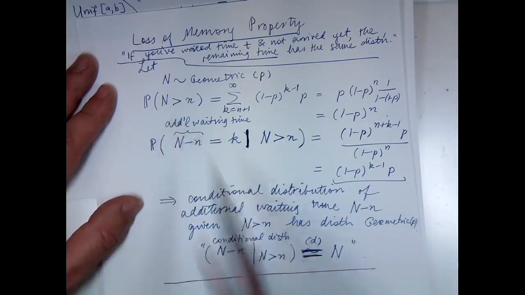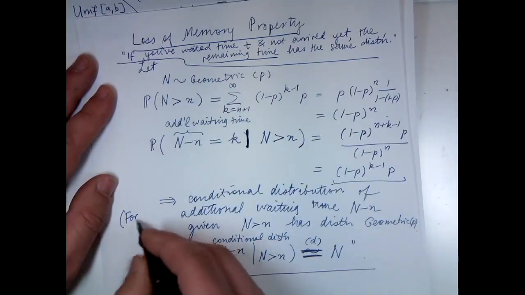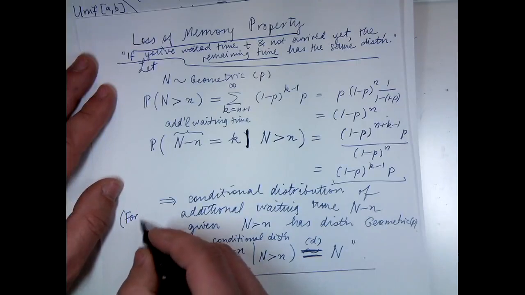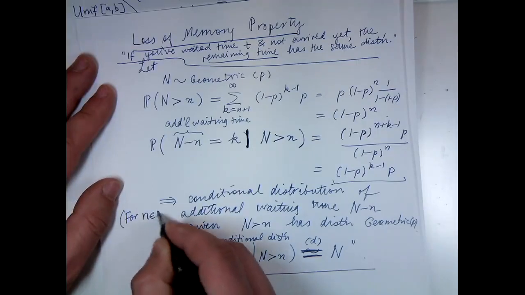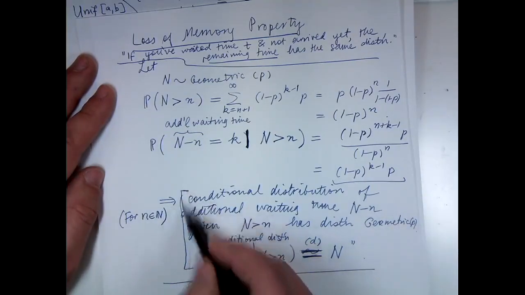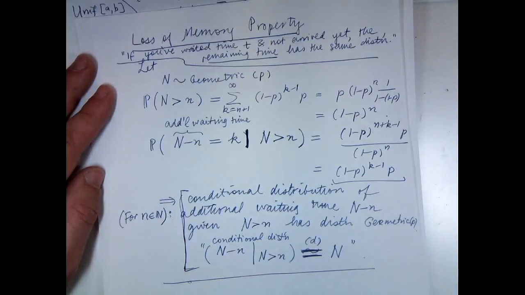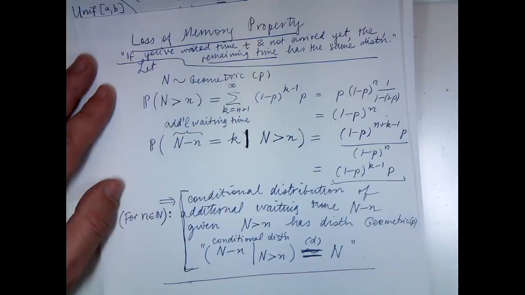The key fact about that, if you're thinking about what exactly this means, is that this is true for any natural number. This statement is true if you've waited 10 turns. It's not true if I've waited 10 and a half turns, because the extra time after 10 and a half will be a fraction, it won't be geometric. So that loss of memory property is true only for integer waiting times.